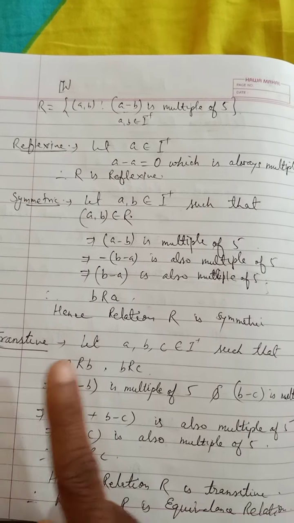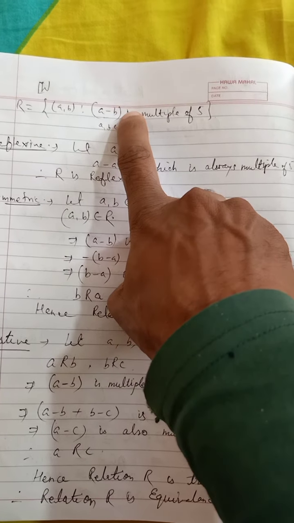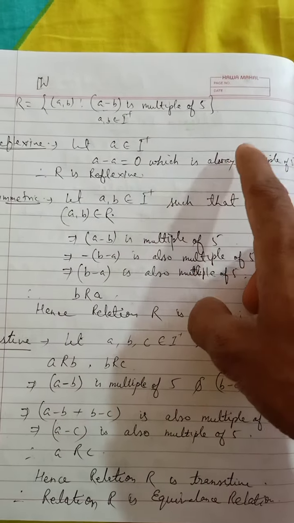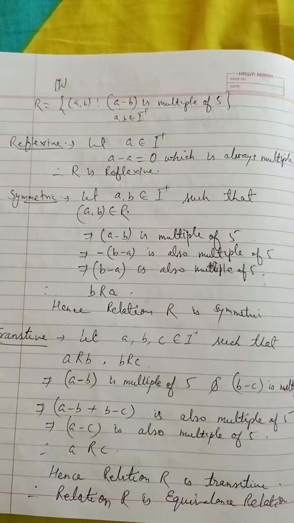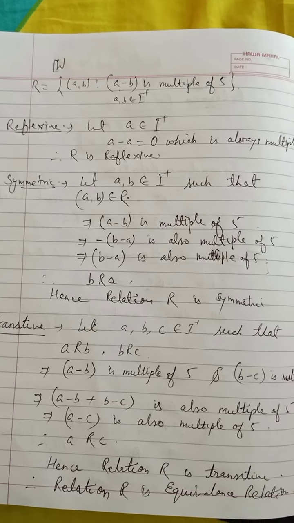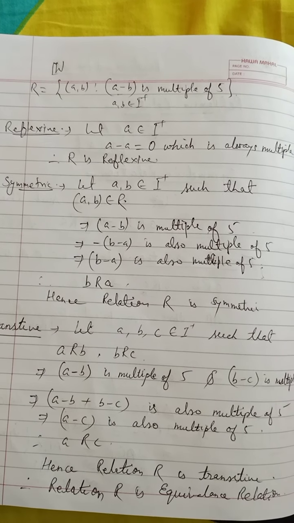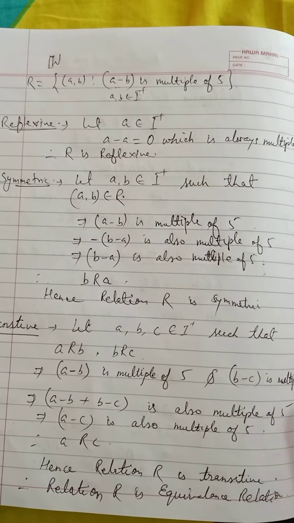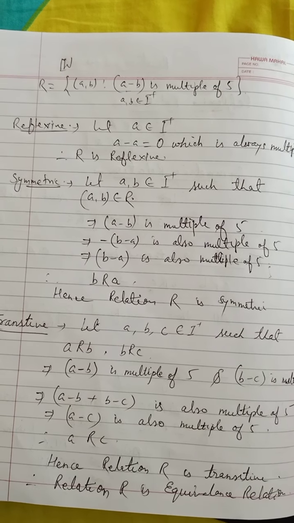Again, 1 is related to which elements? 1 is related with 6, with 11, with 16. That means all numbers which give remainder 1 are related. So this is the equivalence class of 1, whose remainder is 1. 2 is related with which elements? 2 is related with 7, since 2 minus 7 is minus 5. Also 12, 17.